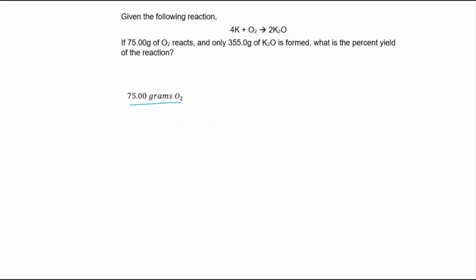Our first step is to convert to moles of oxygen because we need to use our mole ratio. So using the molar mass of oxygen and making sure that my grams cancel, I now have moles of oxygen. Now to convert between oxygen and potassium oxide, I need my mole ratio. Again, this is where it's great that my chemical equation is already balanced. Here is my mole ratio. My moles of oxygen cancel, and now I have moles of potassium oxide.